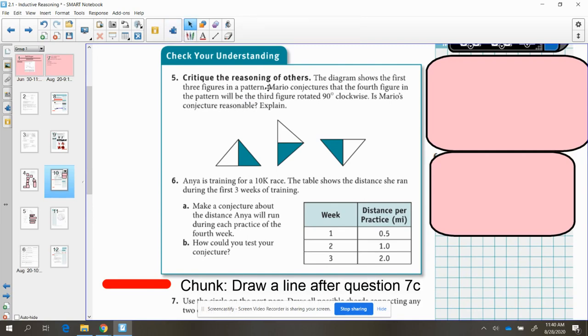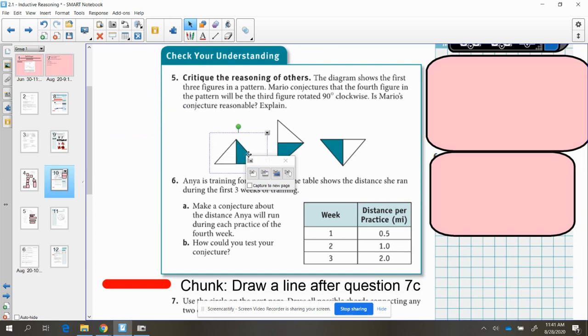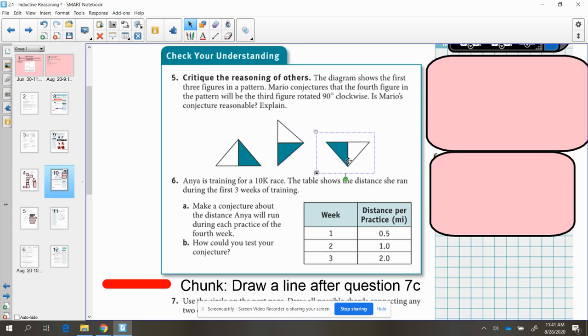All right, they're asking us, does it seem illogical that Mario conjectured each time we are taking this and rotating it 90 degrees? Well, we can kind of test this particular one out by taking a little screenshot of our picture here. So we have our triangle, and I'm going to shrink it down a little bit. So we have our picture here, right? And if we rotate it 90 degrees to the right, clockwise, we notice we get that. And if we rotate it again, we get that.